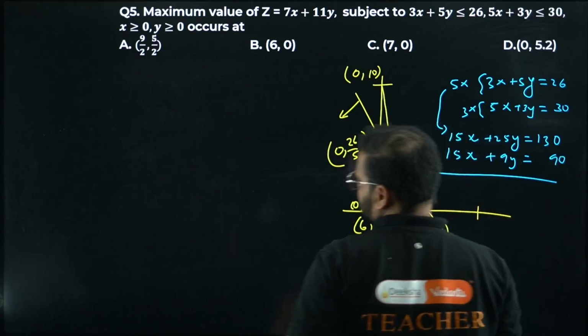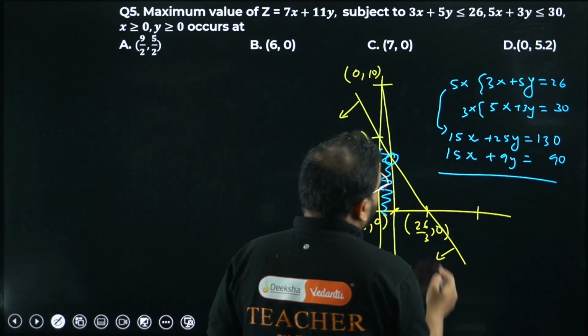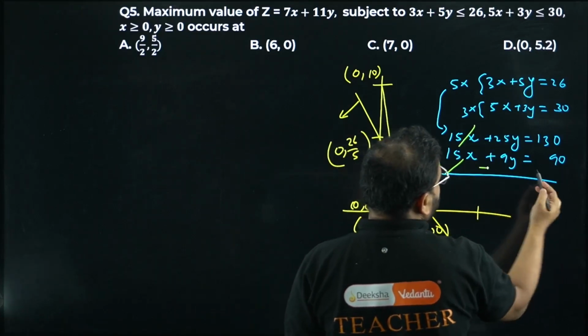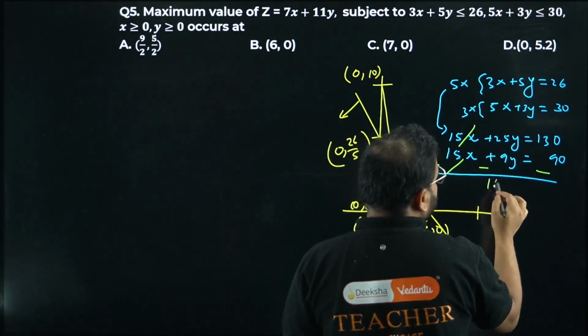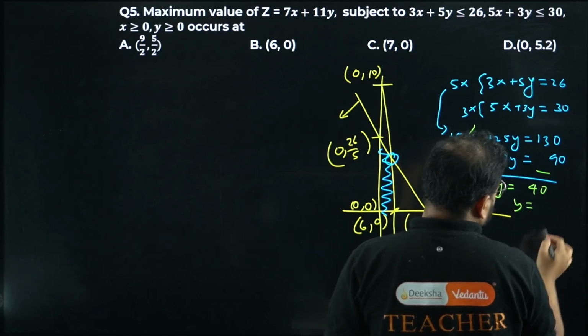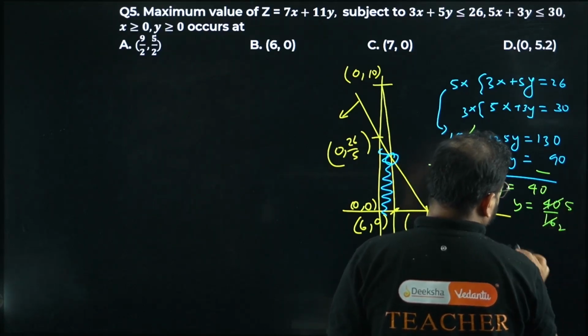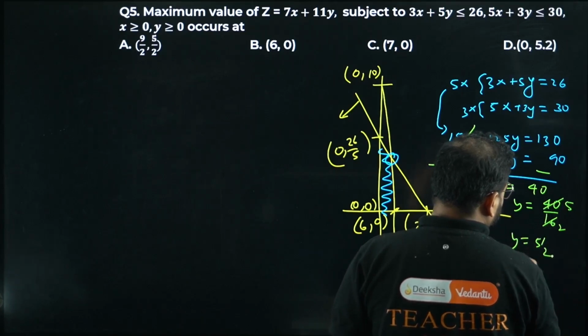Subtract it. Check the result now. The 15x cancels after the minus sign. You'll have 16y equals 40. So y becomes 40 by 16. 8 2s are 16, 8 5s are 40. So I'm getting y as 5 by 2.